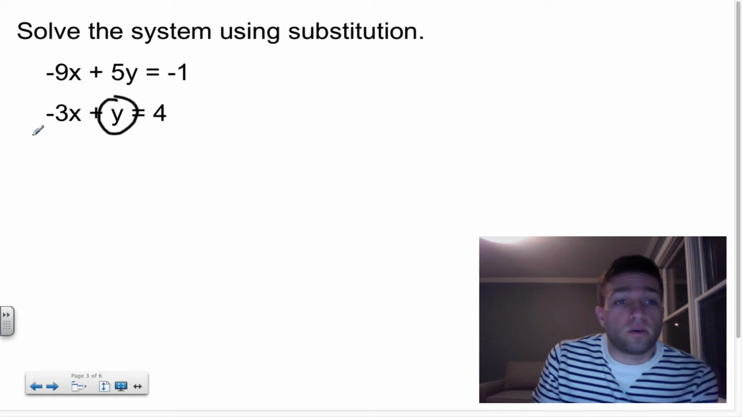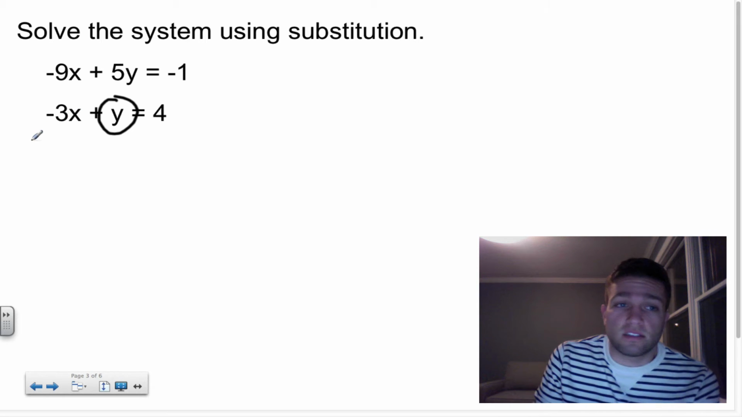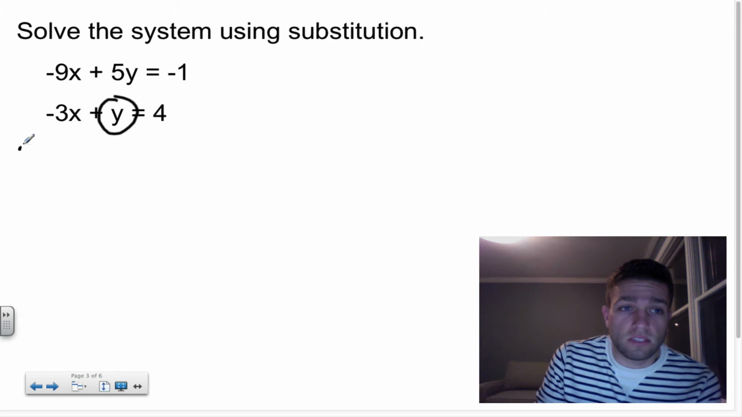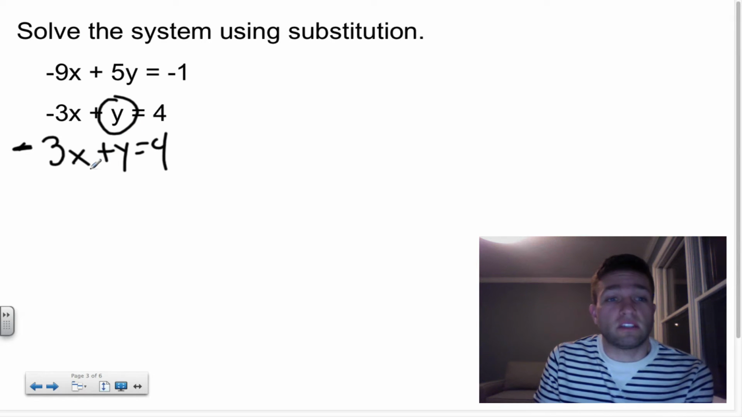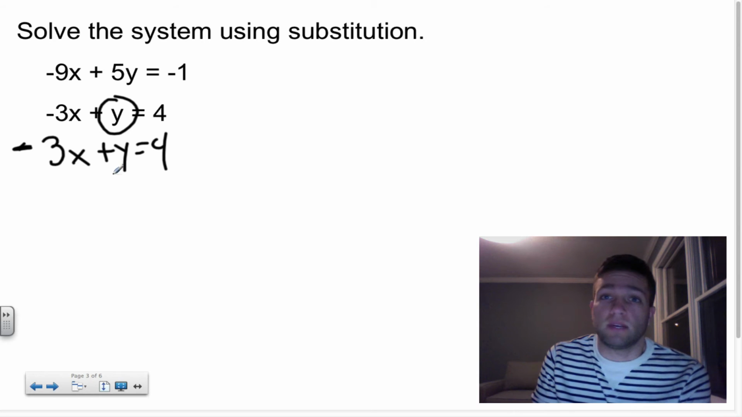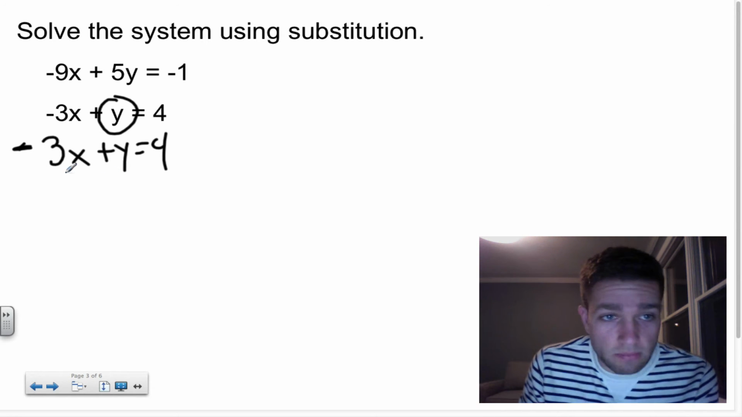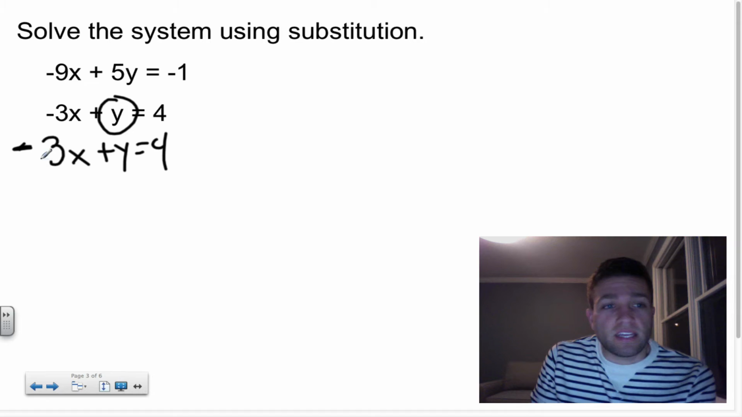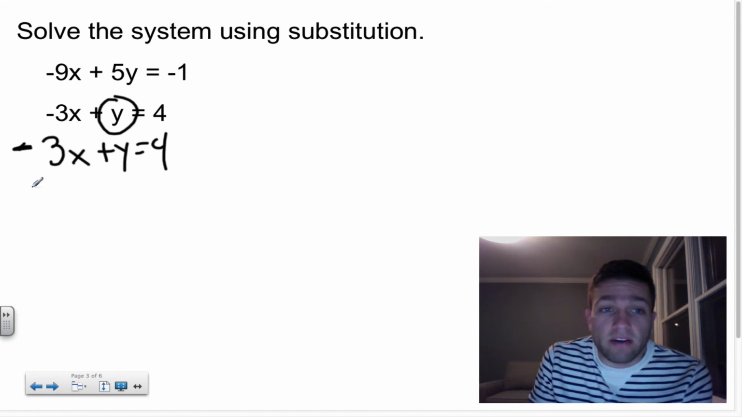So the only extra step you have in this scenario is you need to, and I'm going to rewrite this, negative 3x plus y. You need to rearrange this equation so that the y is by itself. And you know how to do that. You might just need to see it once to get the hang of it. But how can I get rid of this negative 3x and not get rid of it? How can I move it?